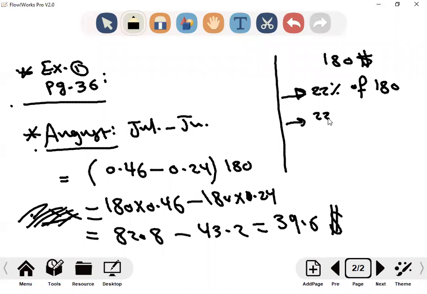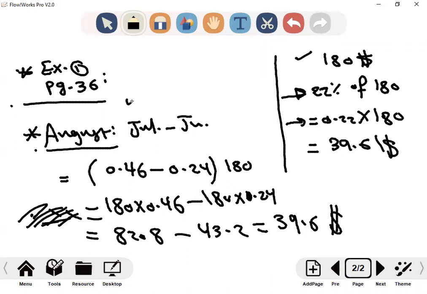Now let's apply 22. You can make it decimal and you can make it fraction. Let's make it decimal. This is 22, right? This is equal 0.22 multiplied by this. Find it. Exactly. Should be the same answer, right? This is equal $39.6. You can use this one. Okay? Yes, yes, you can.